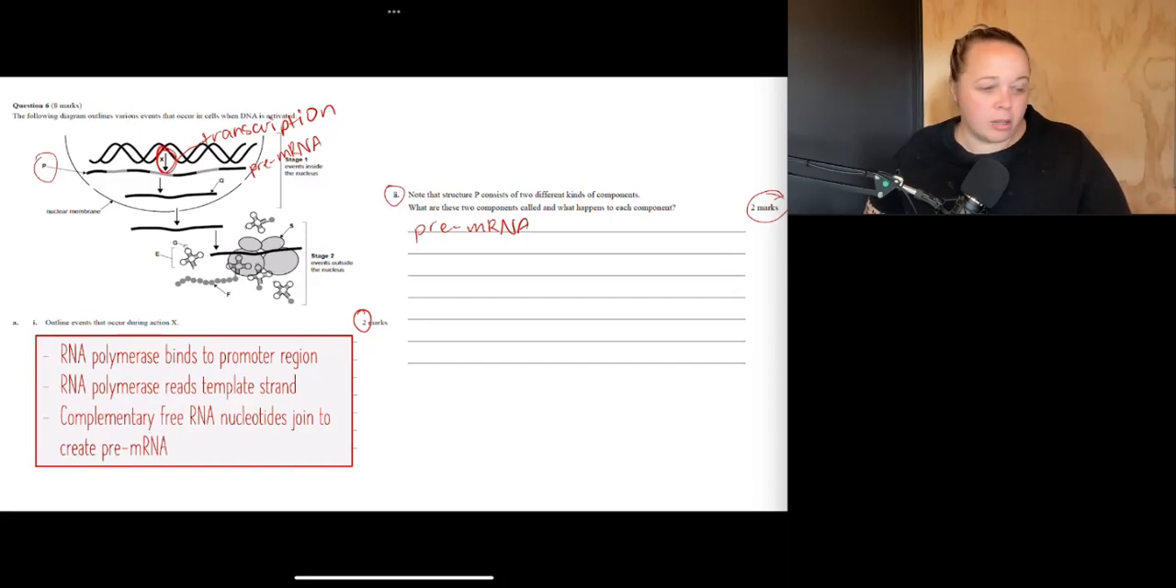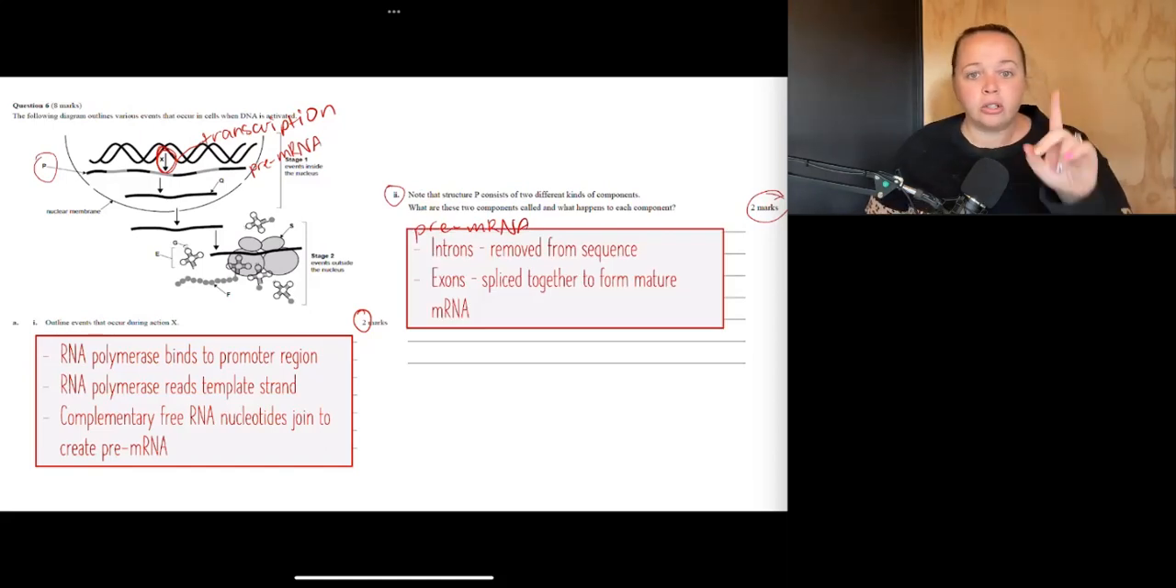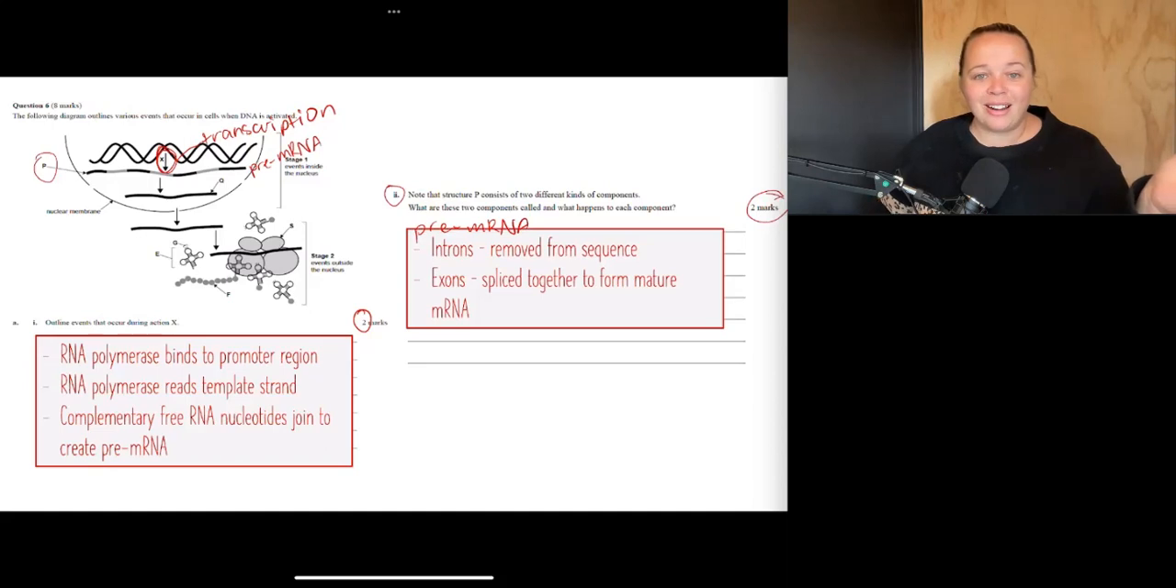And this is what I would have written in this answer. I would have said that the 2 different parts are introns, these are the ones that are removed from the sequence, and the exons, these are the ones that are spliced together and they form mature mRNA. And that is all I want to say about RNA processing and just a little bit of a summary on transcription.